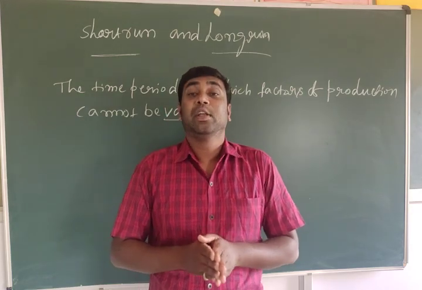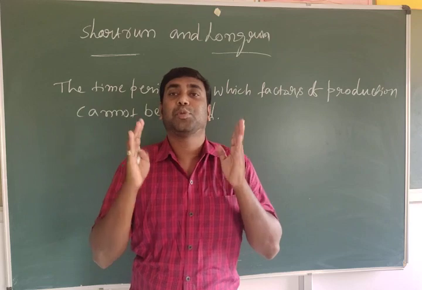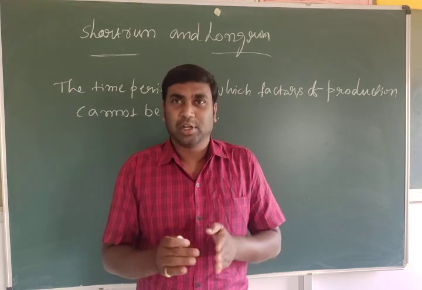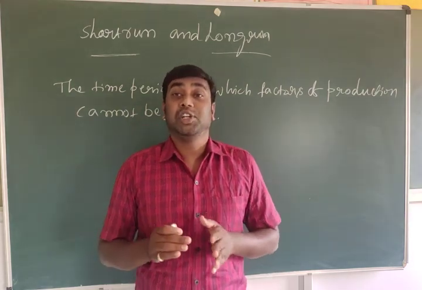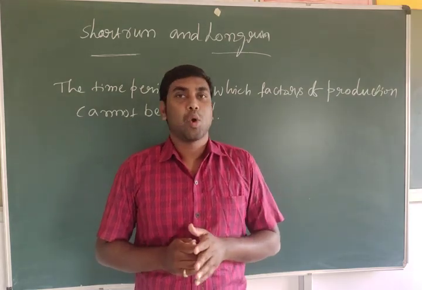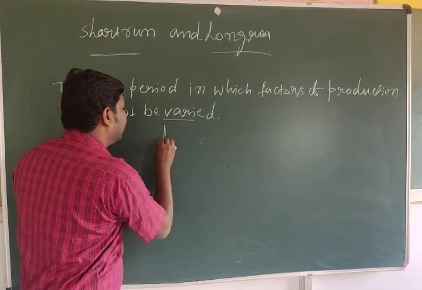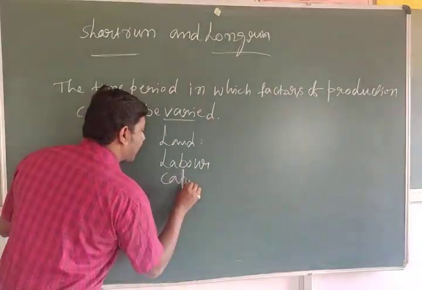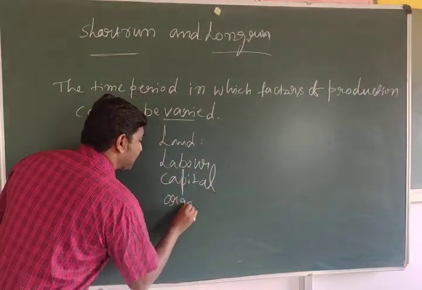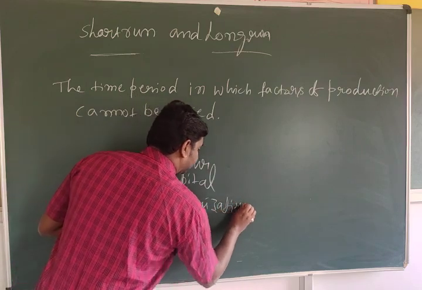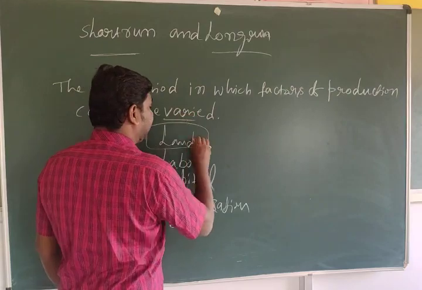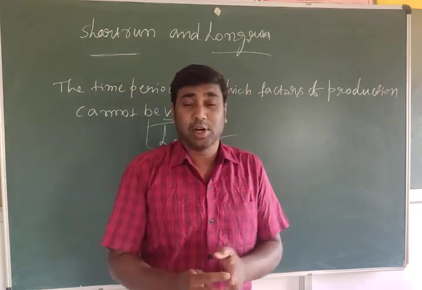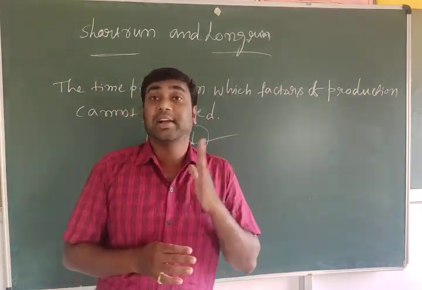In the short run, we cannot change all the factors of production, but we can change only a few factors. In the short time period, we cannot change all the factors of production like land, labor, capital, organization. Land is a fixed factor because it is immobile. We cannot shift it from one place to another.